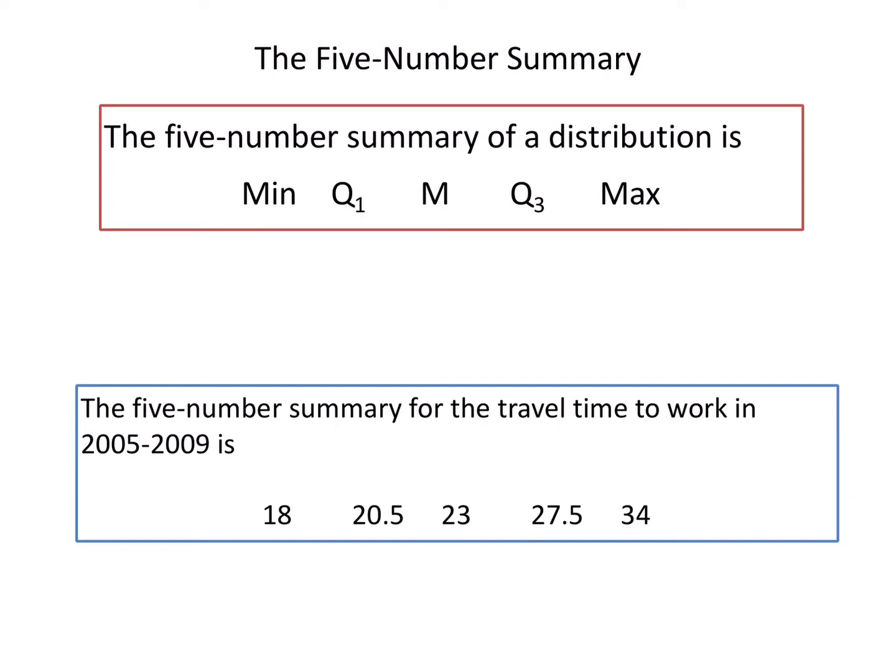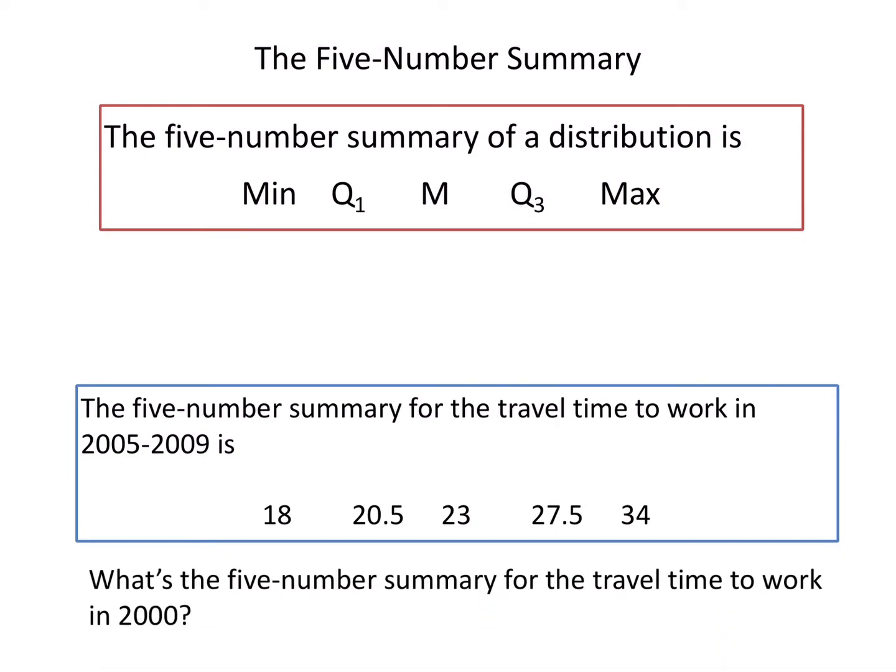So if we look at the travel time to work for 2005-2009, we found Q1, M, and Q3 already. And the min and the max you can find by just looking for the smallest number in your data and the largest number in your data. So here's the 5-number summary for the travel time to work for 2005-2009. What's the 5-number summary for the travel time to work in 2000? I'll let you try to find that one and see me in class to see if you got it right.